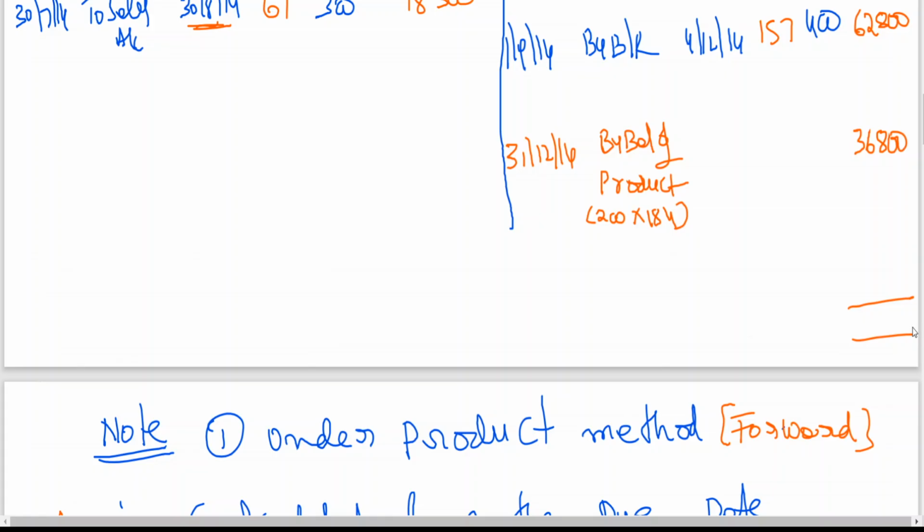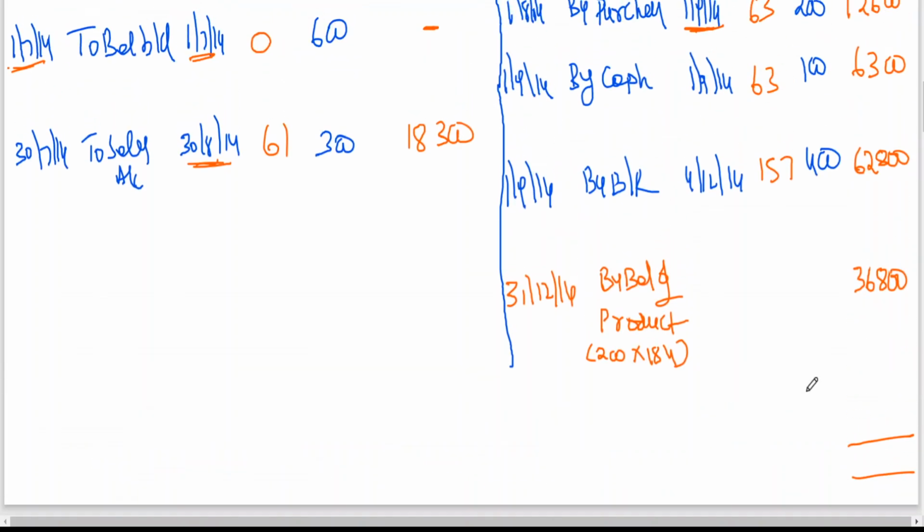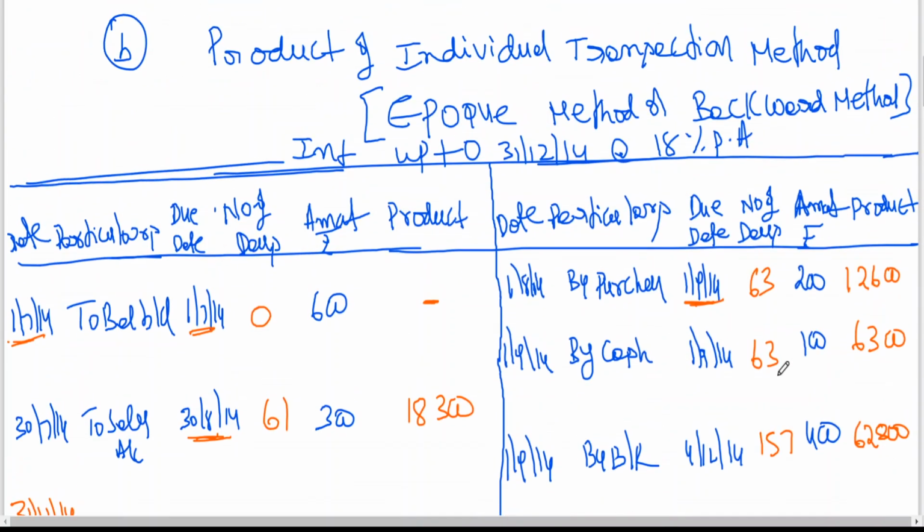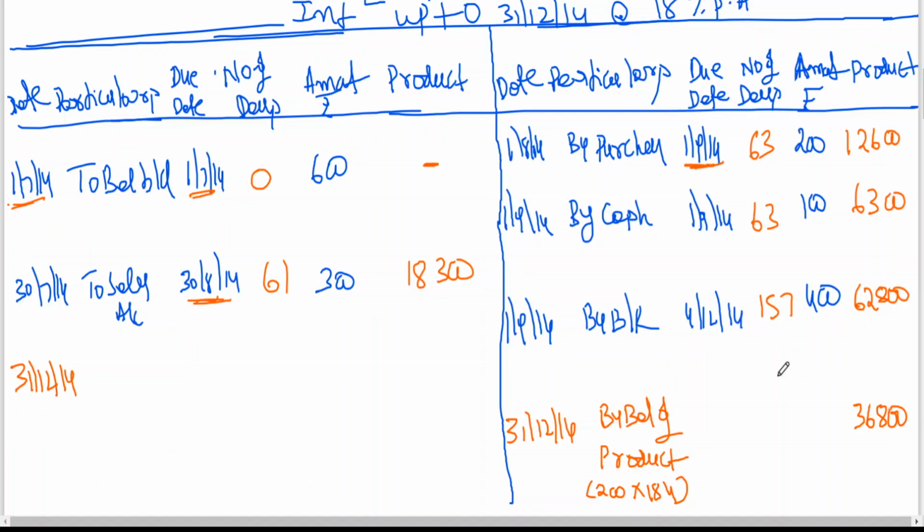12,600 plus 6,300 plus 62,800 plus 36,800. You will be getting 1,18,500. Then normally 31st December 14. Now 1,18,500 is showing more, minus 18,300. What you're getting is 1,02,000.